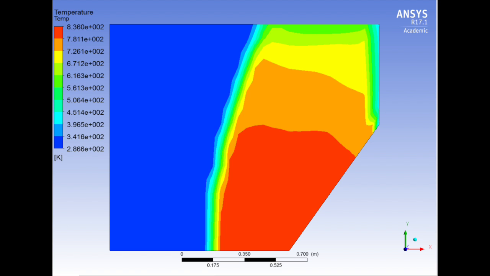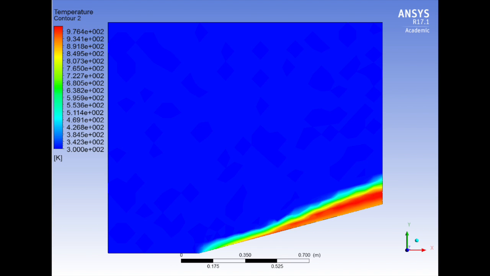Right now we are looking at the blunt body, and we can see that the maximum temperature on the surface of the wedge is 836 degrees Kelvin. Moving to the sharp body, we see that the maximum surface temperature is 976 degrees Kelvin, which is higher than the temperature experienced by the blunt body. As speeds increase past Mach 3, the temperature difference becomes even more pronounced.